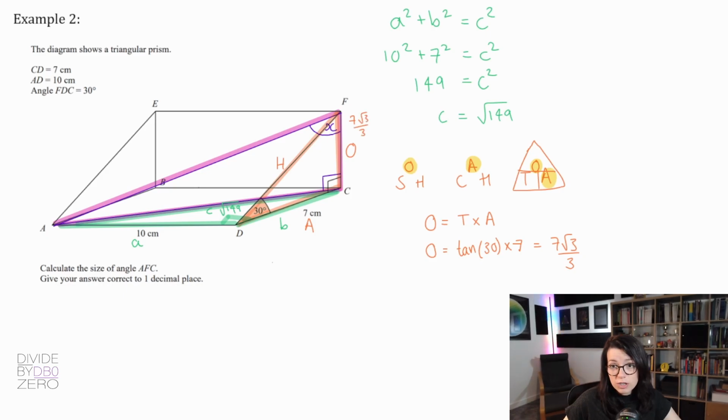Great. So now we should be in a position where we know enough about the pink triangle to work out the angle X. Sometimes with 3D Pythagoras and trig questions, the diagrams can get a little bit messy. So if you're struggling to see what's going on, you can always redraw the right angle triangle somewhere else on the page. And for this particular question, that's what I would do. So I would take the pink triangle and draw it out separately somewhere and just label on exactly again what it is I want and what it is I now have. So I know that this is now 7 root 3 over 3. And I also know that that's root 149.